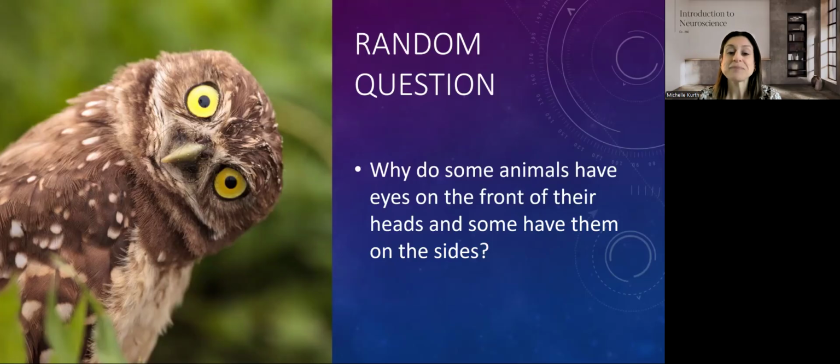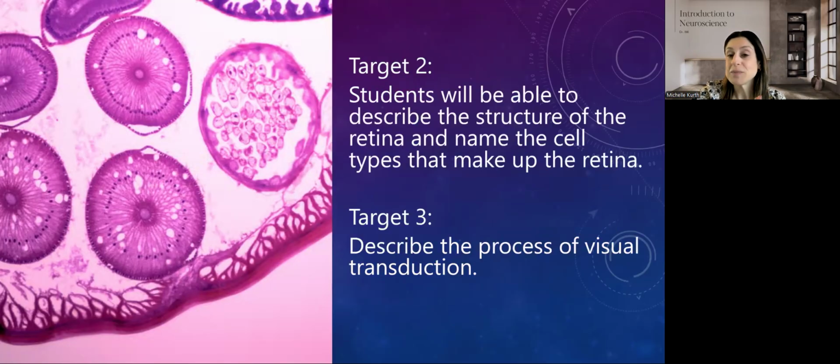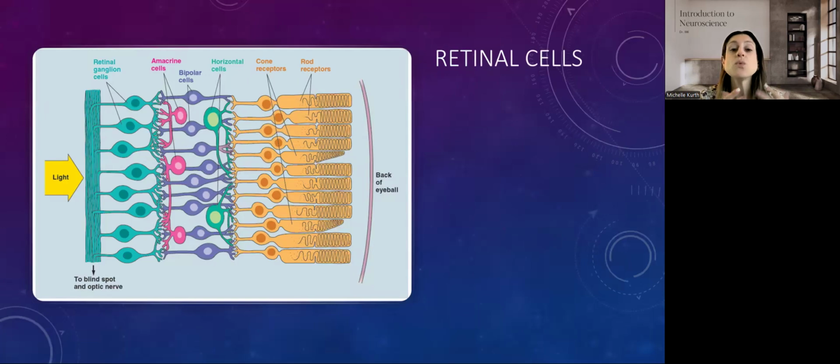So, pretty fascinating. Now, once light passes through the lens, it lands on the retina. And this is the brain's little movie screen at the back of the eye. Let's see what's going on there. We're going to talk a little bit about the structure of the retina, name some of the cell types that make up the retina, and then we'll talk about visual transduction. So once light passes through the lens, it lands on the retina, and that's the layer of cells at the very back of the eye.